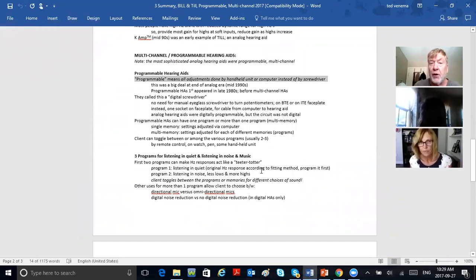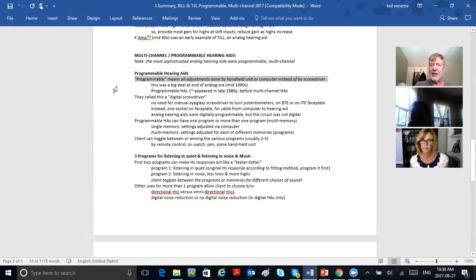Programmable means that all adjustments were done by either a handheld unit or computer instead of by a tiny screwdriver. Analog hearing aids were adjusted with eyeglass screwdrivers, the little tiny screwdrivers that opticians use to tighten the ends of your glasses. Okay, those little screws. Well, old analog hearing aids had those little screws. And that's how you adjusted the gain for the bass and gain for the highs and MPO. All of those were adjusted by little tiny screws on the hearing aid.